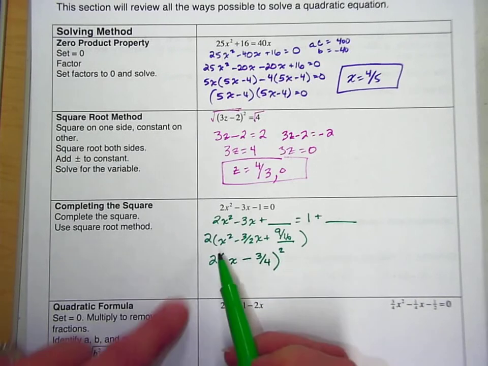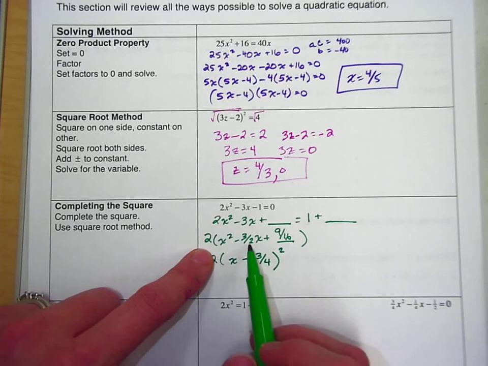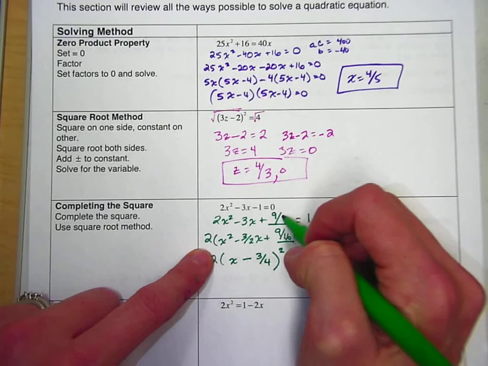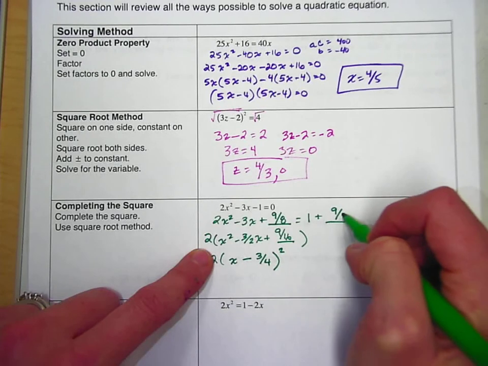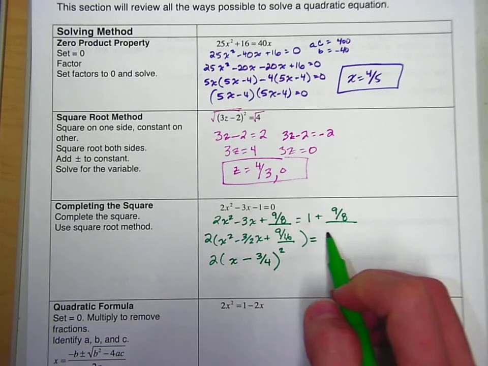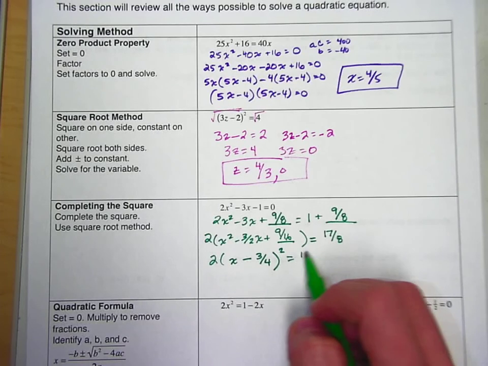But now we need to distribute the 2. 2 times x squared is 2x squared. 2 times negative 3 halves is minus 3x. 2 times 9/16 is 9/8. So we're actually adding 9/8 to both sides. And this is 8/8 plus 9/8, so that's going to be 17/8. And so this equals 17/8 here.